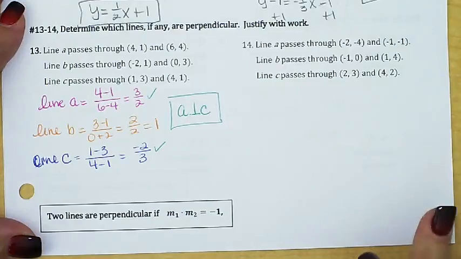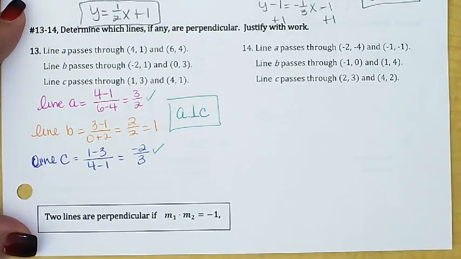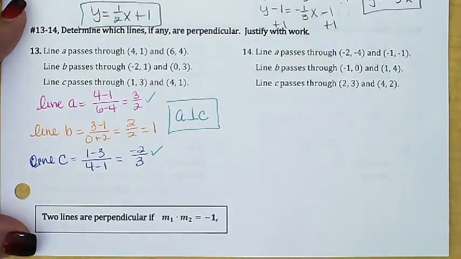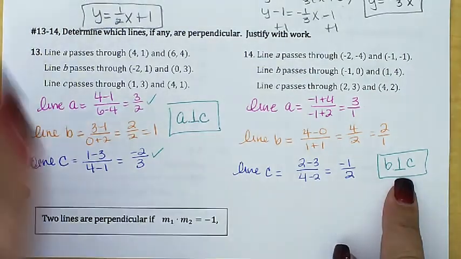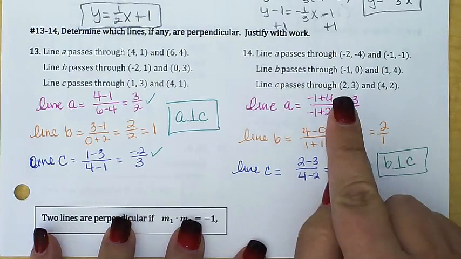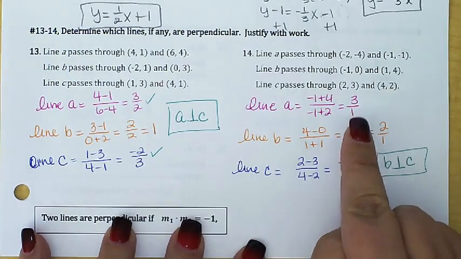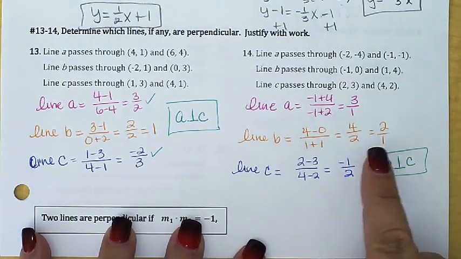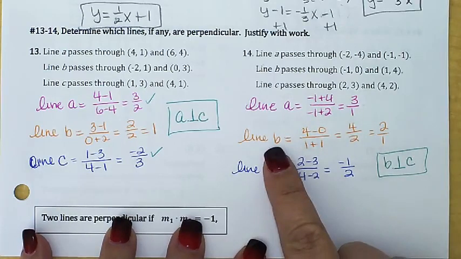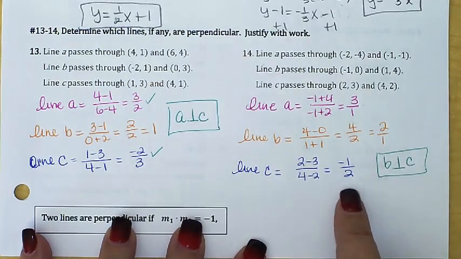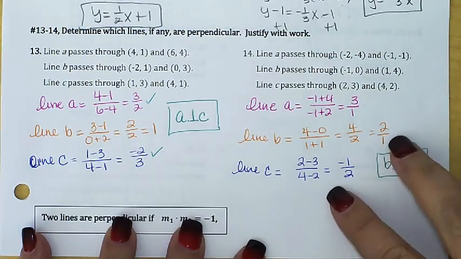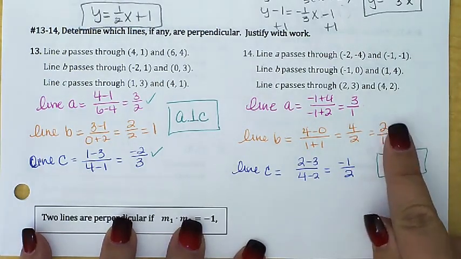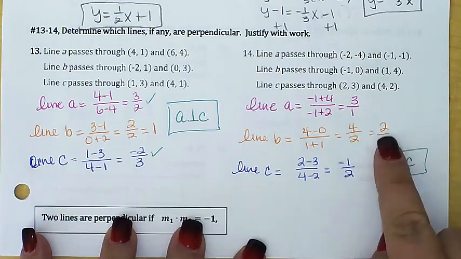Okay. Try number 14. See if you can do it on your own. Okay, so on this one, B and C should be perpendicular. When you do the slope formula, you should get 3 over 1 for the slope of line A, 2 over 1 for the slope of line B, and negative 1/2 for the slope of line C. And so this one doesn't really have much in common, but these guys are exact opposite signs and reciprocals, so they would be perpendicular lines.